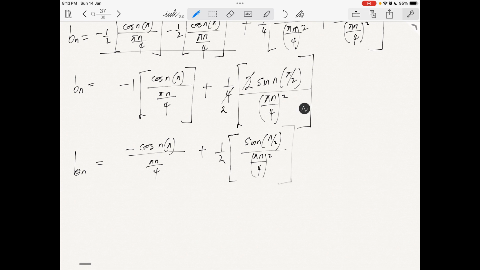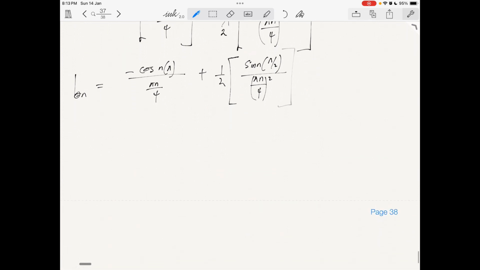Now with this, we will be able to evaluate B1, B2, B3, as well as B4. It might take a minute to plug in your values of B1, B2, B3, and B4. That is when n is equal to 1, n is equal to 2, n is equal to 3, and n is equal to 4. Pause the video and then you confirm.